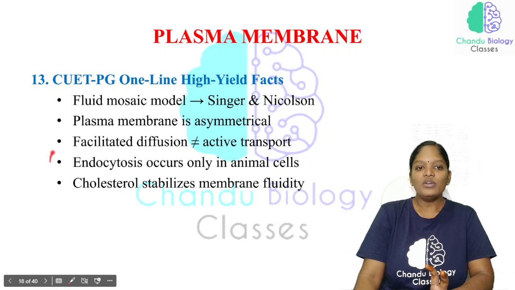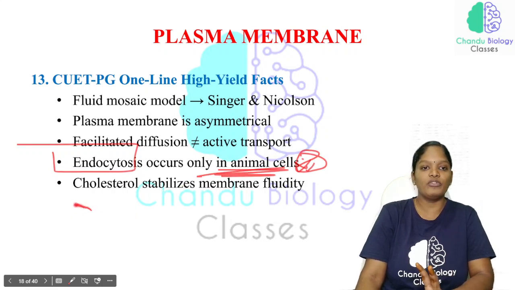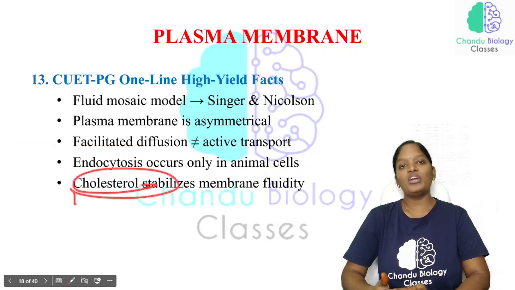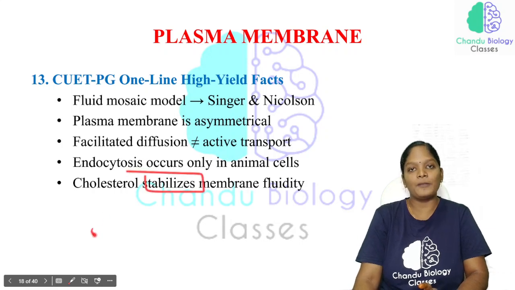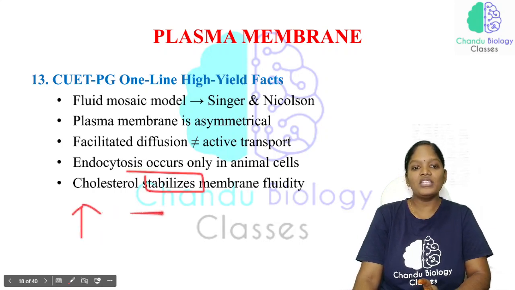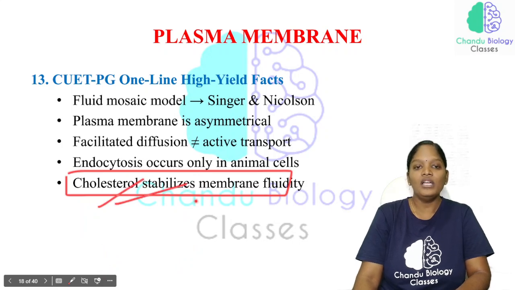Endocytosis occurs only in animal cells. So this is an important thing. We have discussed this before. And what is the point of having cholesterol in the plasma membrane? It is the one stabilizing. At higher temperature, it reduces the fluidity. At lower temperature, it increases the fluidity. So this is maintained and stabilized by cholesterol.